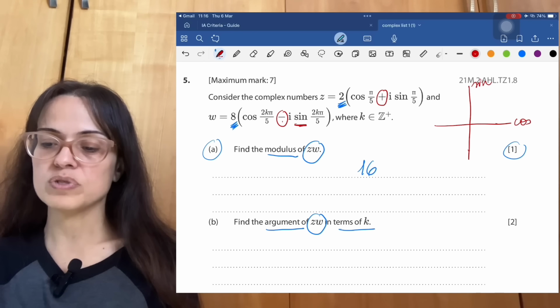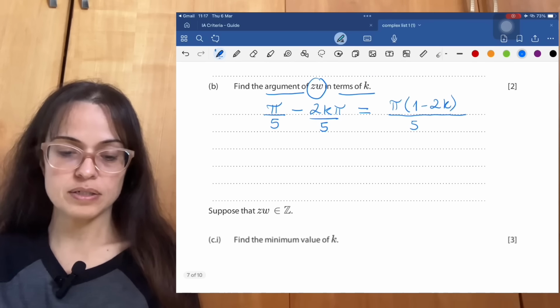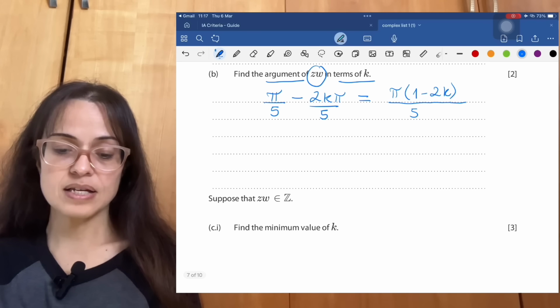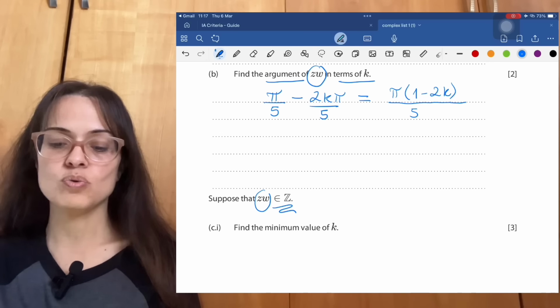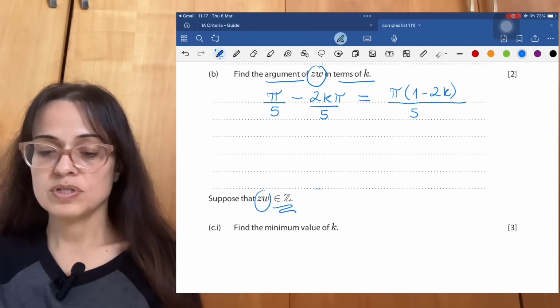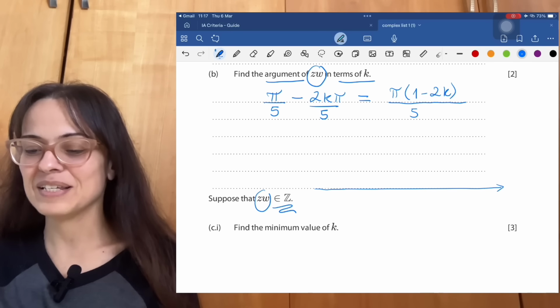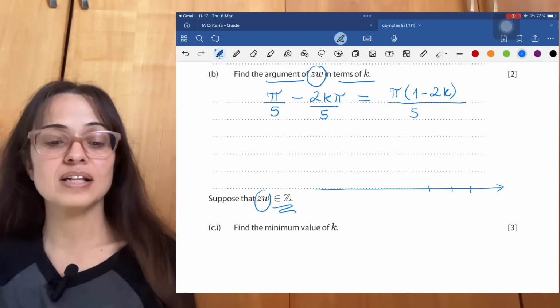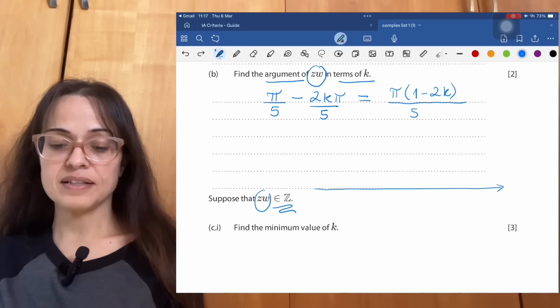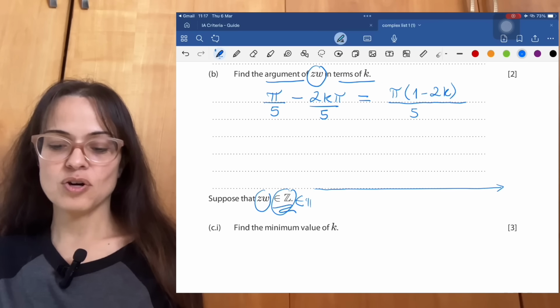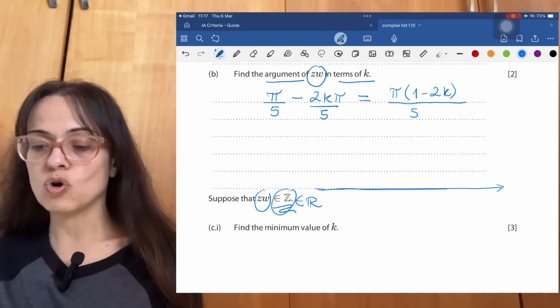Just put pi over 5, which is the argument of z, and then you're going to put minus 2k pi over 5 because you want to add them, but one of them is negative, so it's a subtraction. I'm not sure if they expect you to factor out the pi, but I did it anyway. Now he says that zw belongs to the integers. It's interesting to say that it's integers because integers are just very discrete on the line, but that's not the point. The point is that the integers are a subset of the real numbers, so that is all horizontal.